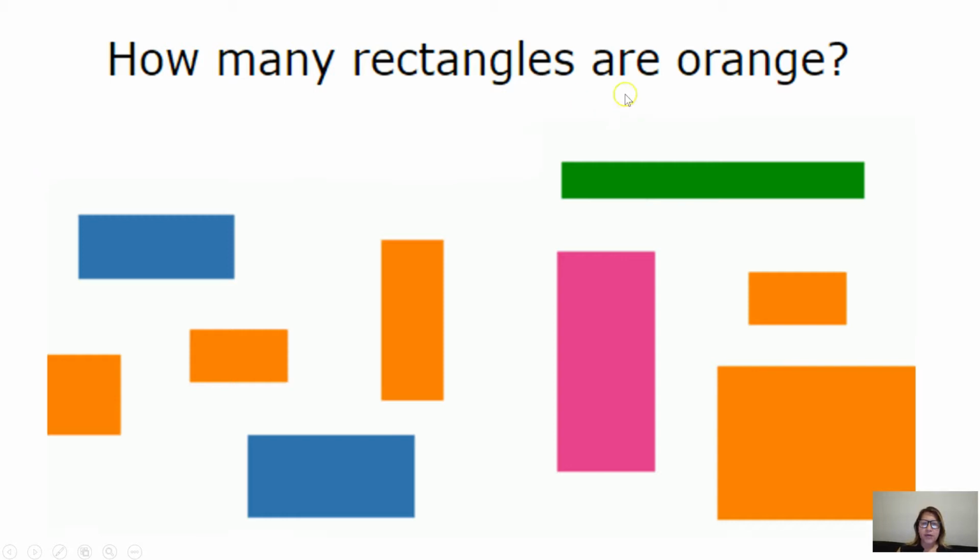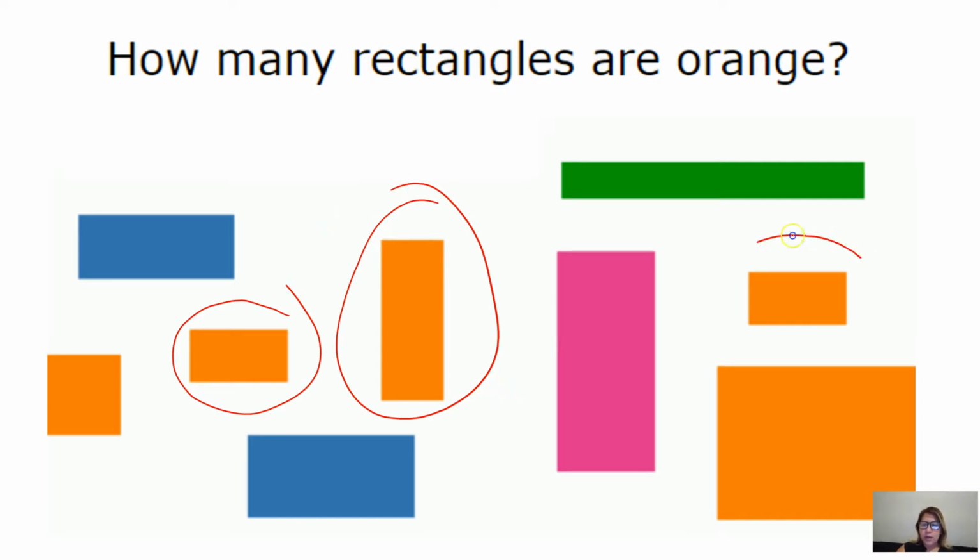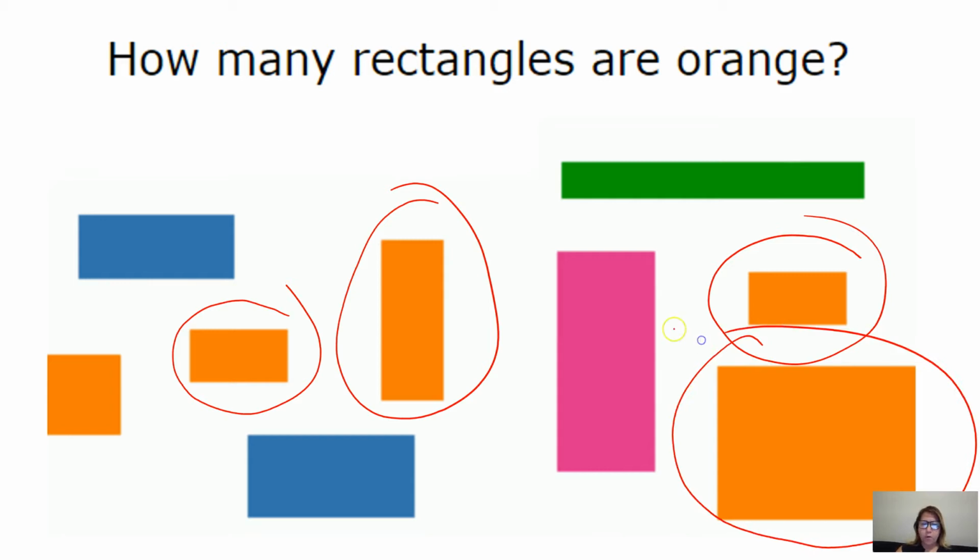How many rectangles are orange? Remember, rectangles have two sides that are the same, and then the other two sides that are different, but they're the same as each other. So we're going to look for all of the orange rectangles. We have 1, 2, 3, and 4. We have 4 orange rectangles.